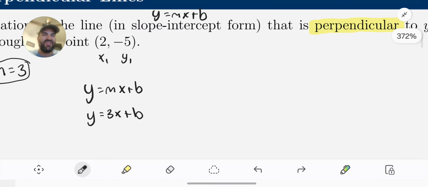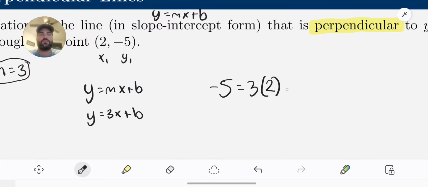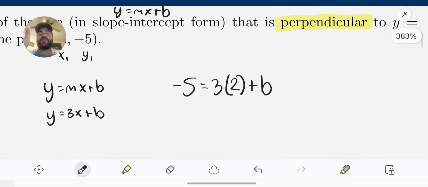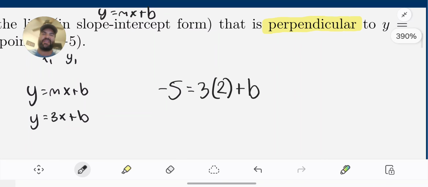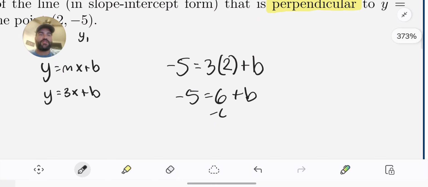So check this out. Y is -5 equals 3 times x, which is 2, plus b. If you're not familiar with this way, the other way is point-slope form. You could use that formula if you'd like. You should get the same answer, okay? I'm not going to do both. Take too long. So, 3 times 2 is 6, plus b. Subtract 6 on both sides.